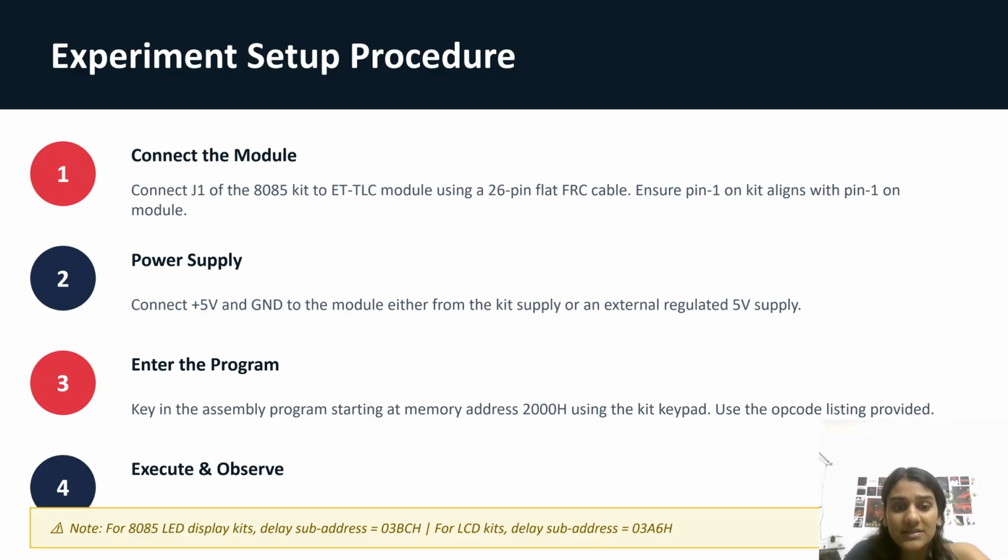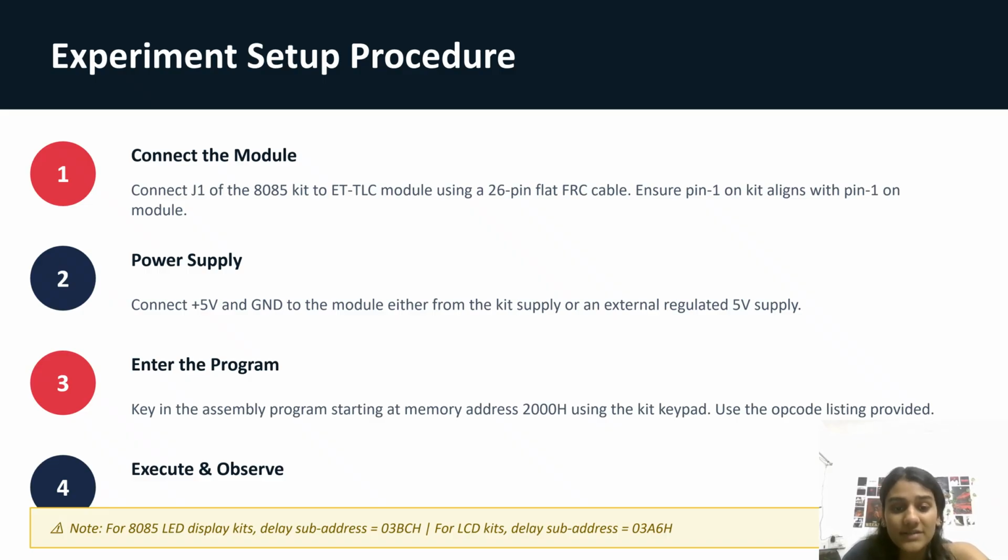Step 3 is that we load our assembly program into memory. We manually enter the program starting from memory address 2000H using the kit keypad, based on the opcode listing. This step ensures that the microprocessor executes our exact instruction sequence for controlling the LEDs.